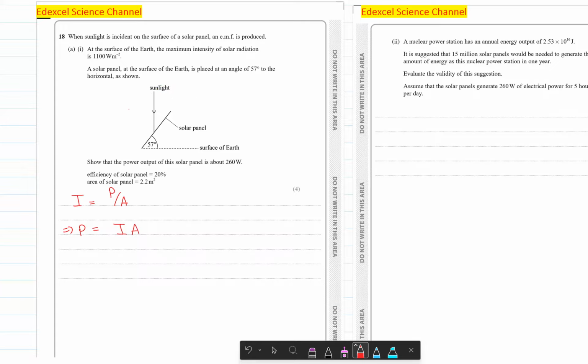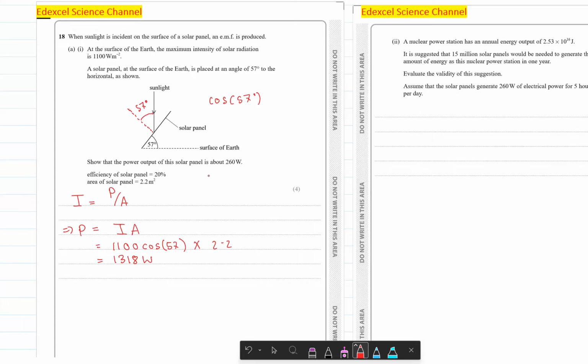Now, I'm going to draw a normal line over here. If this angle is 57 degrees, then this angle is also 57 degrees. So what the solar panel is going to get is the cos 57 degree component of the intensity. So our power is going to be 1100 cos 57 times the area of the solar panel, which is 2.2 meters square.